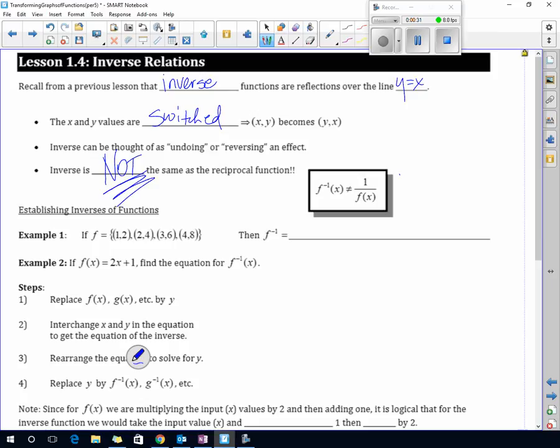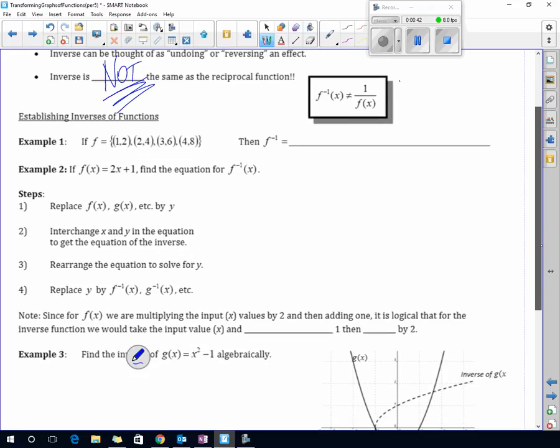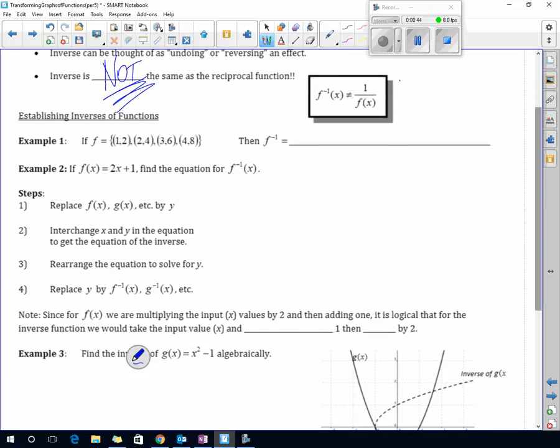Here's a function. It's just composed of 4 points. If the function is (1, 2), (2, 4), (3, 6), (4, 8), what would the inverse be? Well, just the set of points reversed. So (2, 1), (4, 2), (6, 3), and (8, 4).